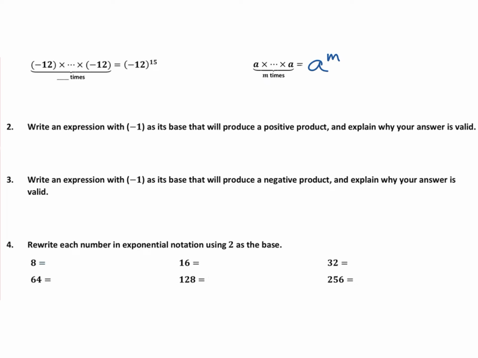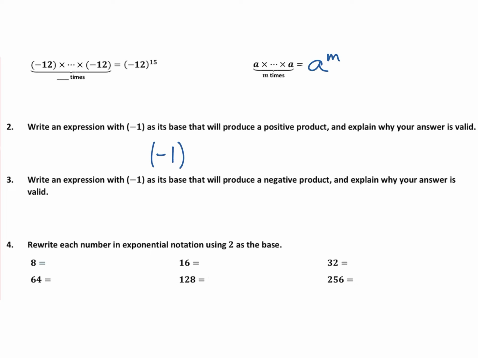Number 2 says write an expression with -1 as its base. That means it's the big number on the bottom. That will produce a positive product, and explain why your answer is valid. If I multiply -1 by -1, we get +1. That happened 2 times.